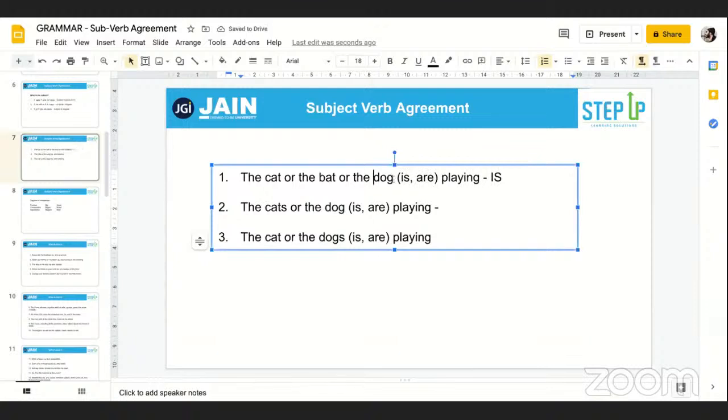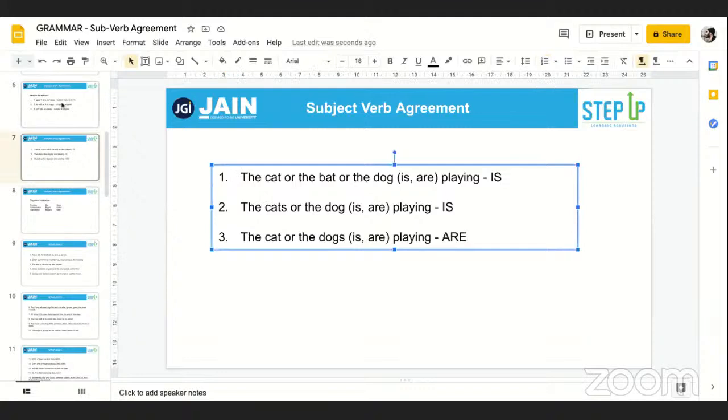Okay, so we pick the subject as the dog, and the answer is the second one again, closest to the verb: is. Subject is dog, so it's is. The dogs are. And the third one is is. This is the rule of or, right?